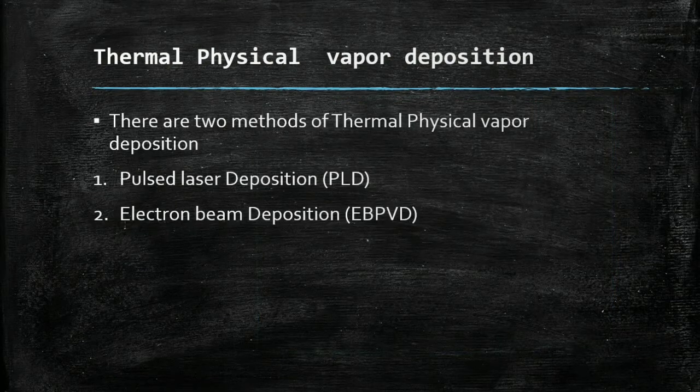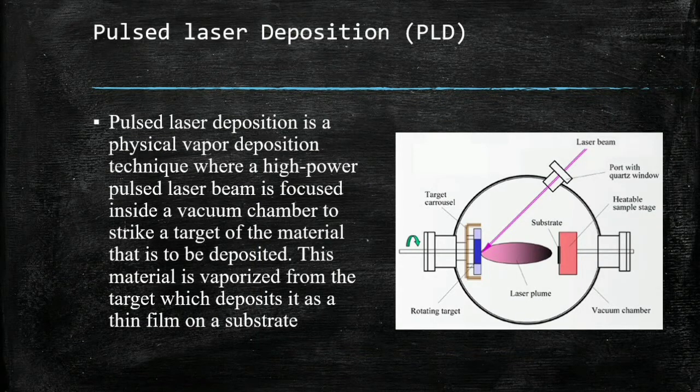There are two methods of thermal physical vapor deposition. That includes pulsed laser deposition and electron beam deposition. Pulsed laser deposition. Pulsed laser deposition is a physical vapor deposition technique where a high power pulsed laser beam is focused inside a vacuum chamber to strike a target of a material that is to be deposited. The material is vaporized from the target, which deposits it as a thin film on a substrate.